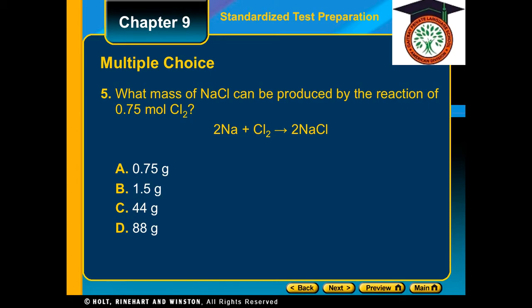What mass of NaCl can be produced by the reaction of 0.75 mole Cl2, the chlorine? Knowing that sodium is 23, chlorine is 35.5. Let's have a try. 2 moles of sodium, 1 mole of chlorine, resulting in 2 moles of sodium chloride. Then 0.75 mole, resulting in X moles. Then calculating the mass, you will get 88 gram.